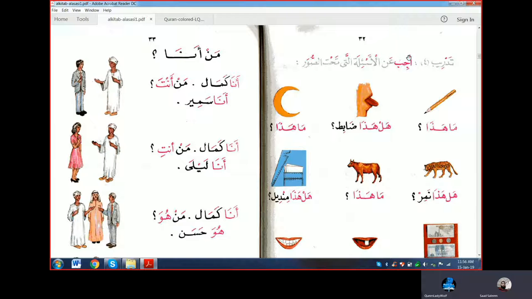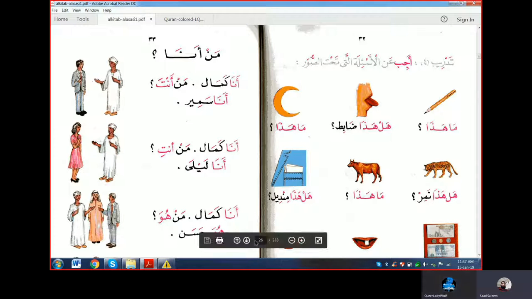Aji means answer. On about. Answer about. Al asila, questions. Answer about questions. Asilati. Alati, which. Tahta, under. Suwar, pictures. Answer about the following questions which are under the pictures.